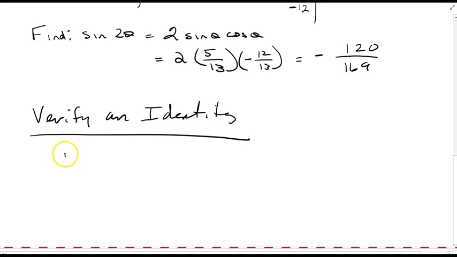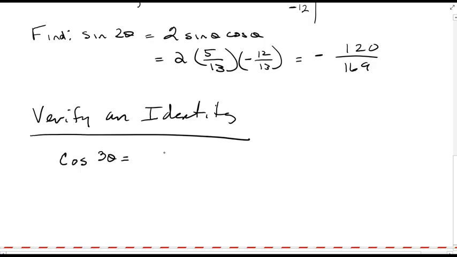So here's one, cosine... this one's a little bit more. You got to figure some things out a little bit.